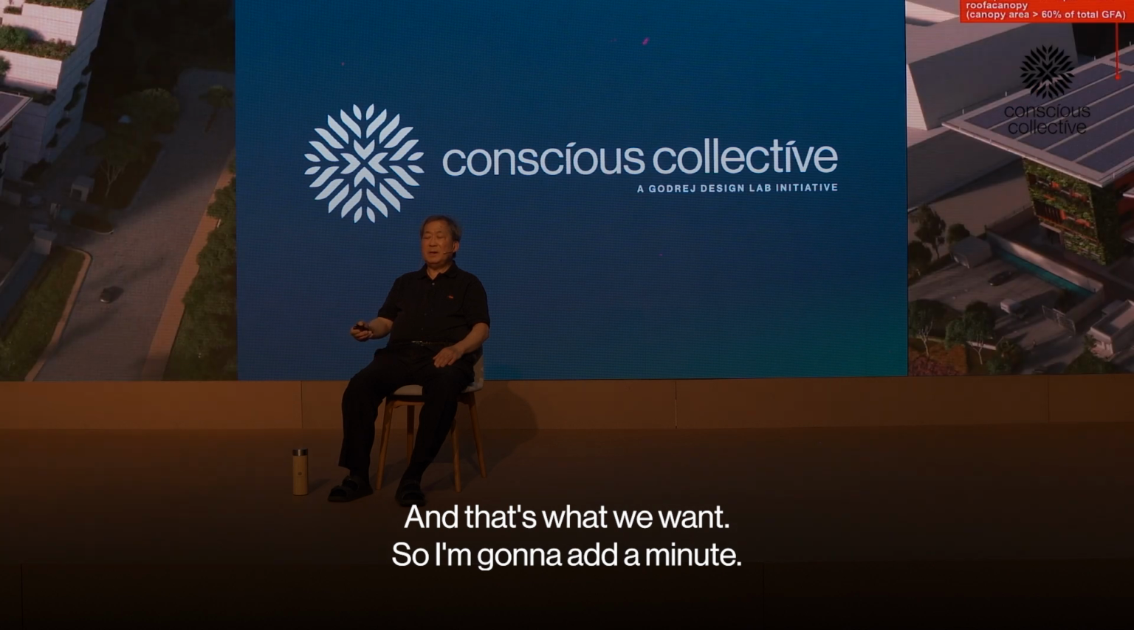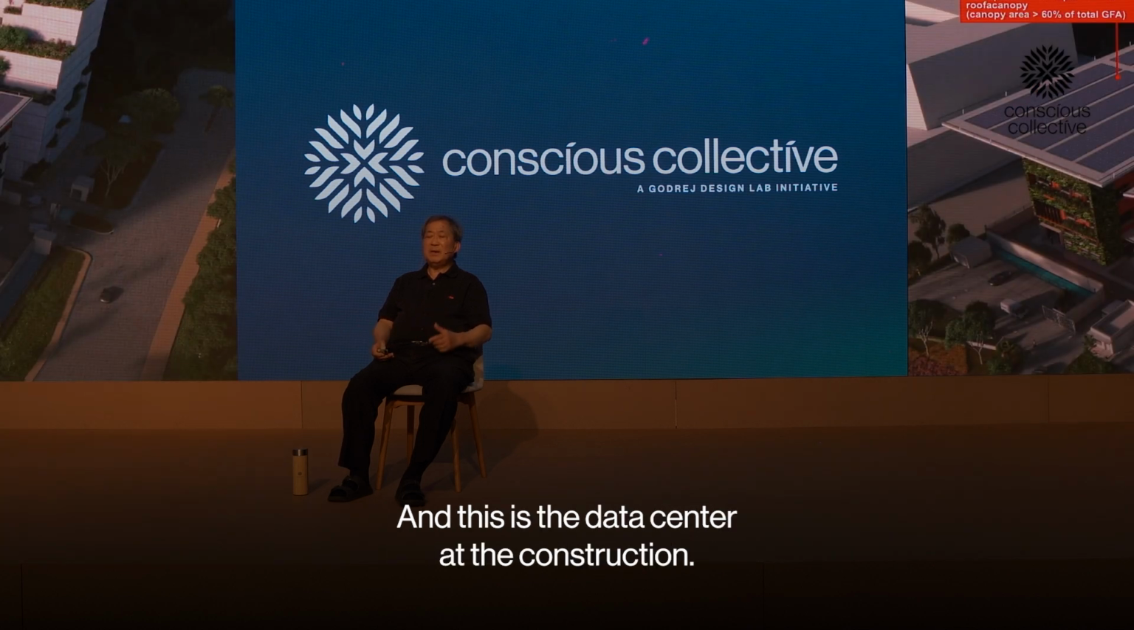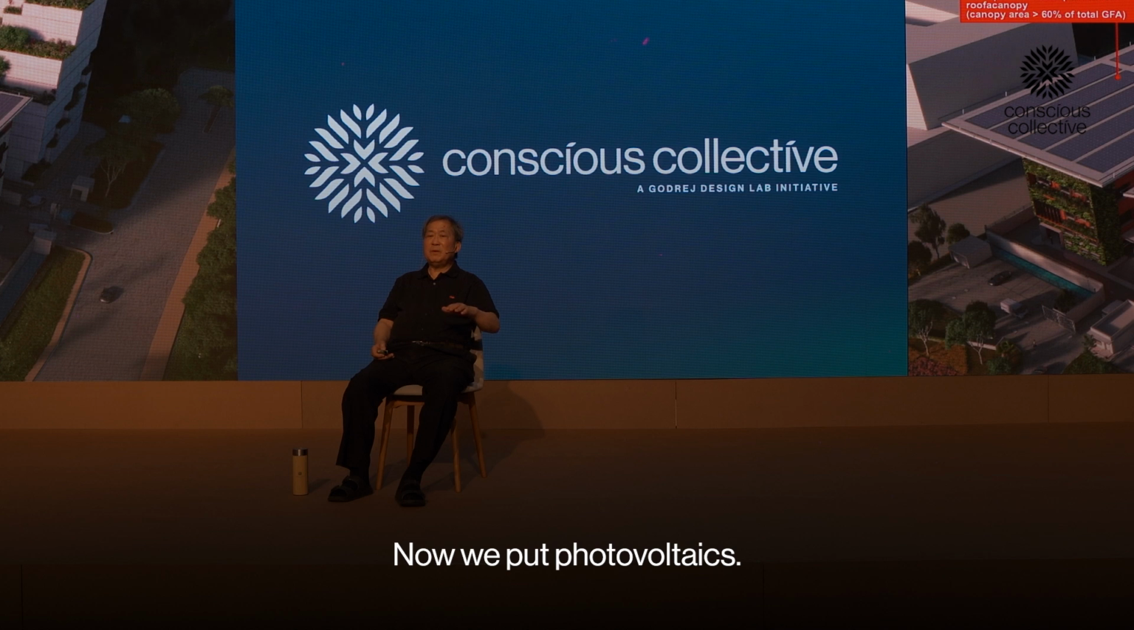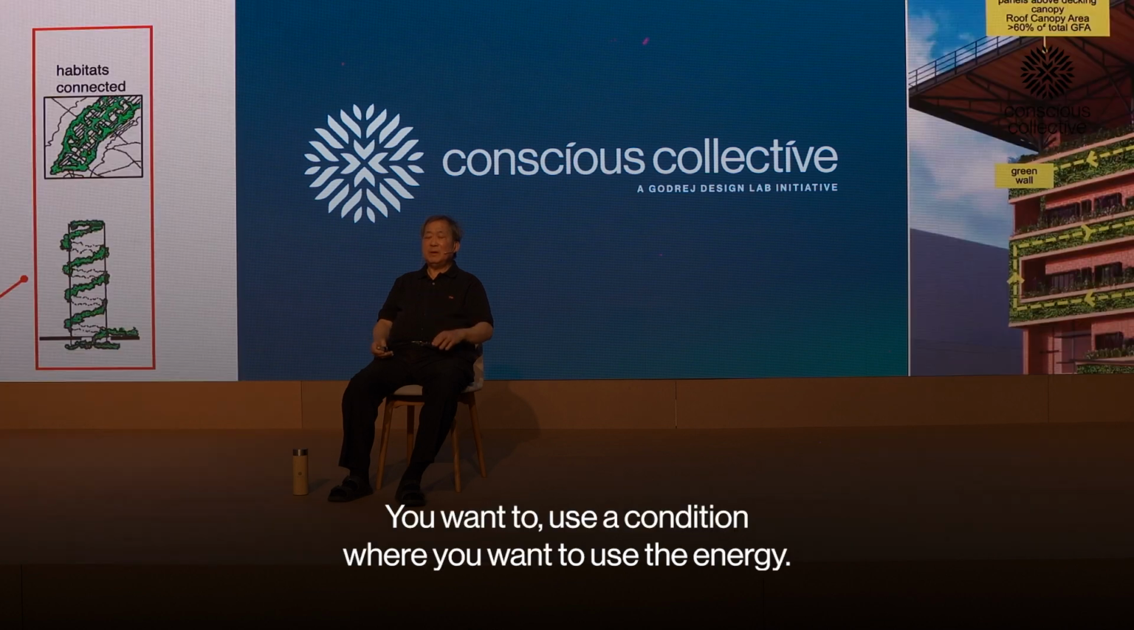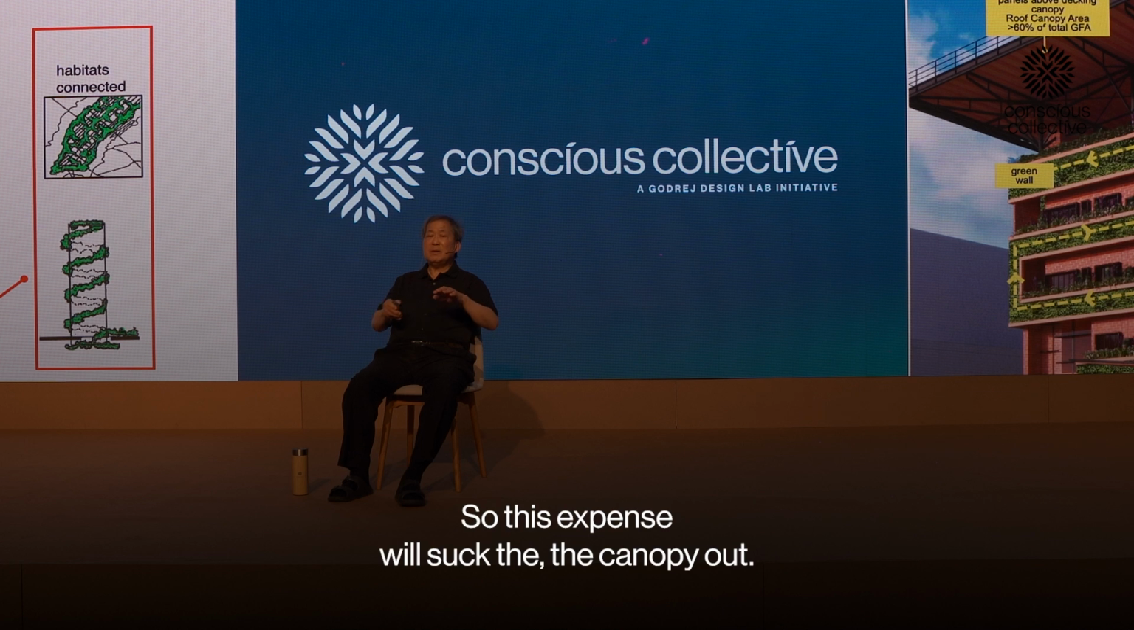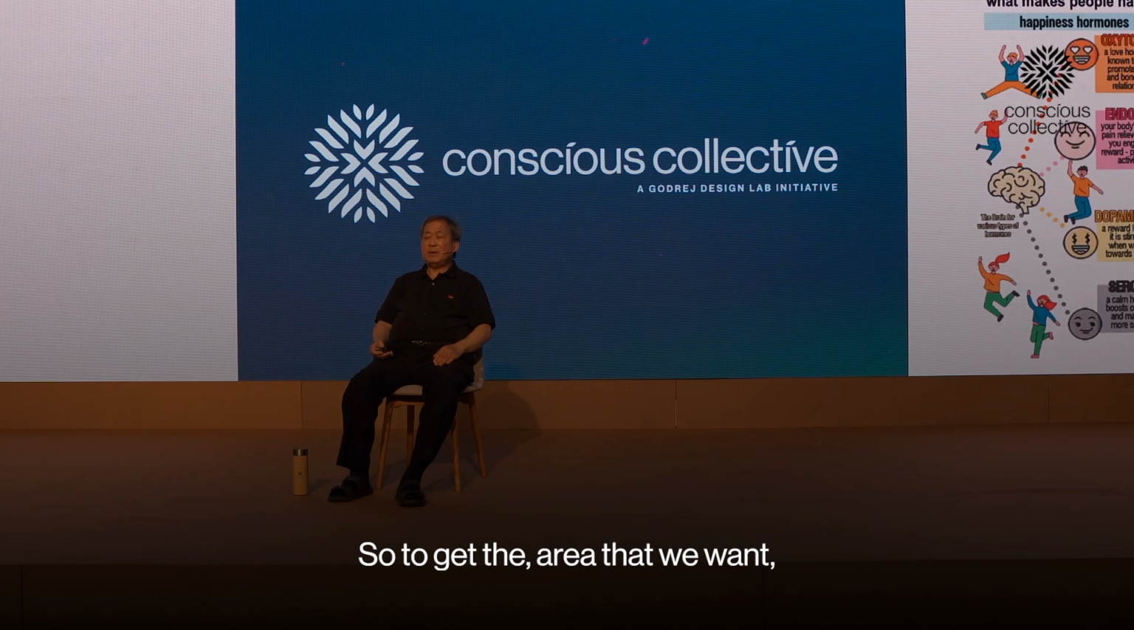So I'm going to end in a minute. And this is the data center under construction now. We put photovoltaics. The photovoltaic has to be about 50% of the net area of the area you want to air condition, where you want to use the energy. And so this explains why we stick the canopy out to get the area that we want.